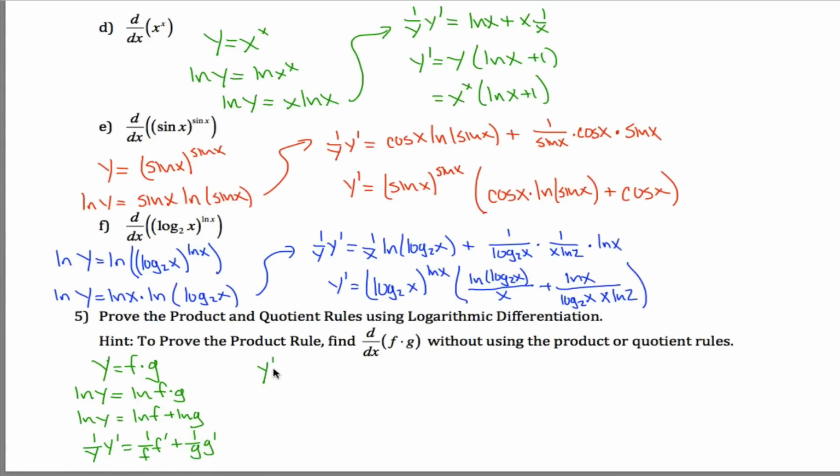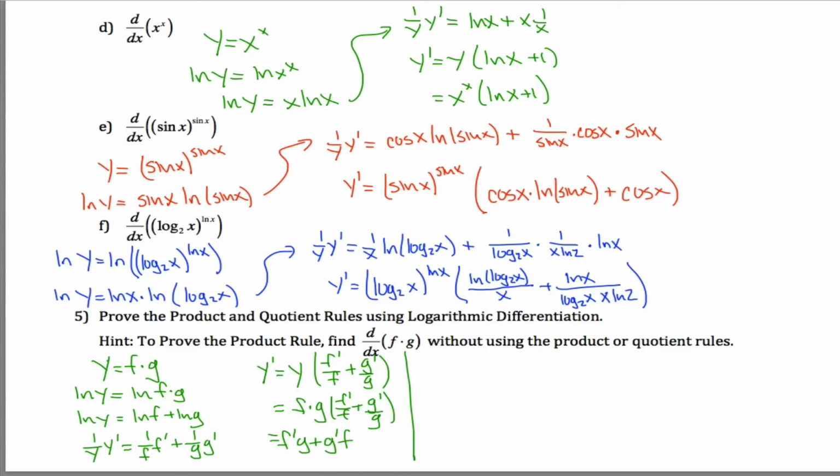So what that tells me is that y prime is equal to, if I multiply both sides by y, sure, I'll show it in an extra step, y times f prime over f plus g prime over g. And that doesn't look like the product rule. However, if you remember that y is f times g, I can take this and distribute it through. If I take the f times g and distribute it to this first term, the f's cancel, and I get f prime g. If I take this f times g and distribute it to the second term, the g's cancel, and so I get g prime f. And this right here is exactly the product rule.